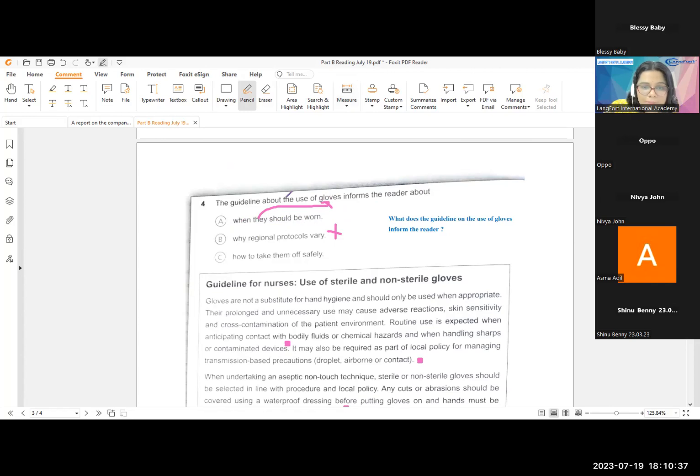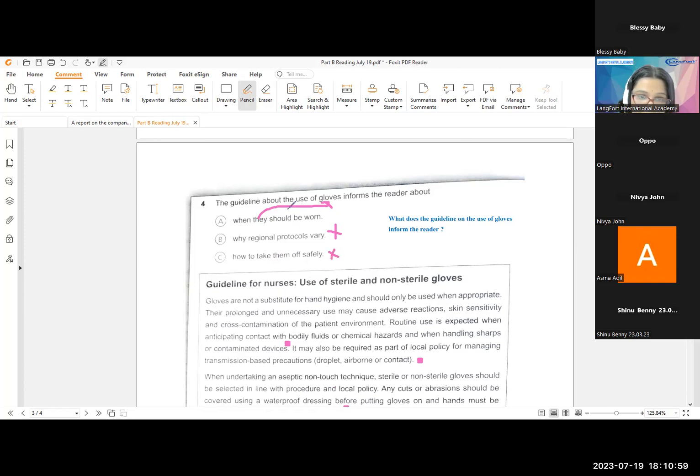Next one, Blessing. The guideline about the use of gloves informs the reader about how to take them off safely. Have they explained how to take the gloves off? How to take it off safely? Have they explained that? Informed us that? No. They've told you need to remove them safely, immediately dispose of it. But how to do that? They have not told us.